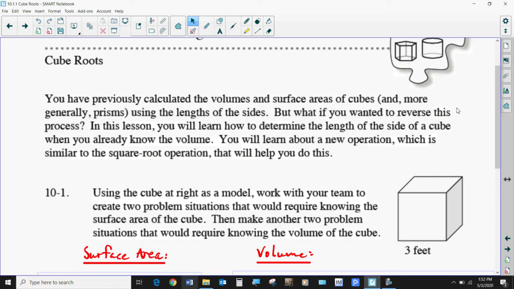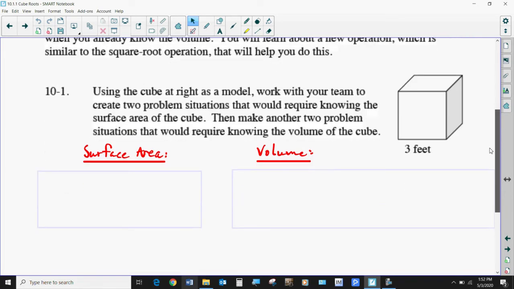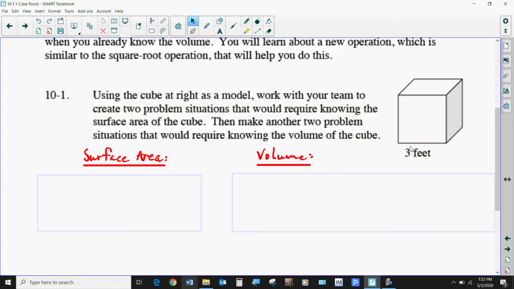Okay. So problem number 1, here we have a picture of a cube that has a side length of 3 feet. And since it's a cube, we don't have to label all the side lengths. We know this is 3, this is 3, this is 3. Every single one of those edges is 3 feet. So it's 3 feet wide, 3 feet tall, and 3 feet deep, if you want to think of it in those terms. So this question is just getting you to wrap your brain around what a cube is and what surface area is and what volume is.